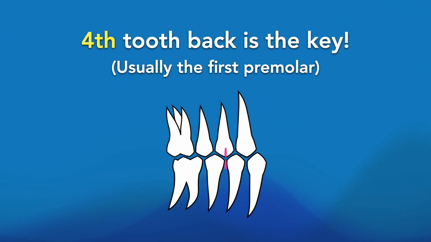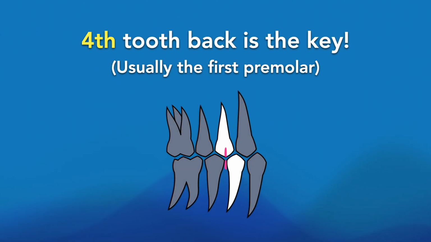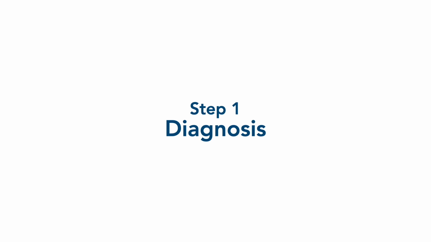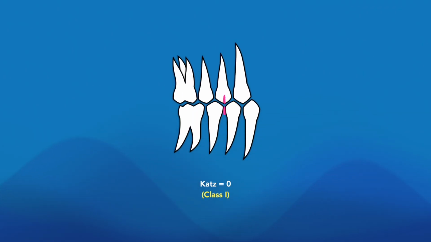Before we jump in, please keep in mind that the 4th tooth back in each quadrant is the key tooth to focus on. This is usually the first premolar. Step 1, entering your diagnosis. The calculator utilizes the CATS classification of malocclusion. This is a millimetric method of classifying your malocclusion at the level of the 4th tooth back.